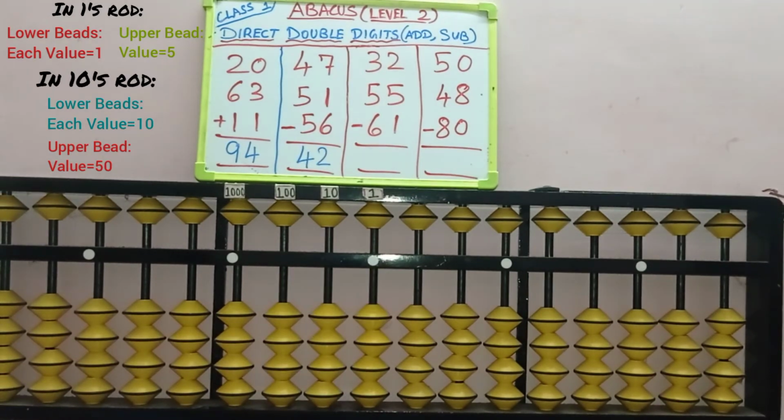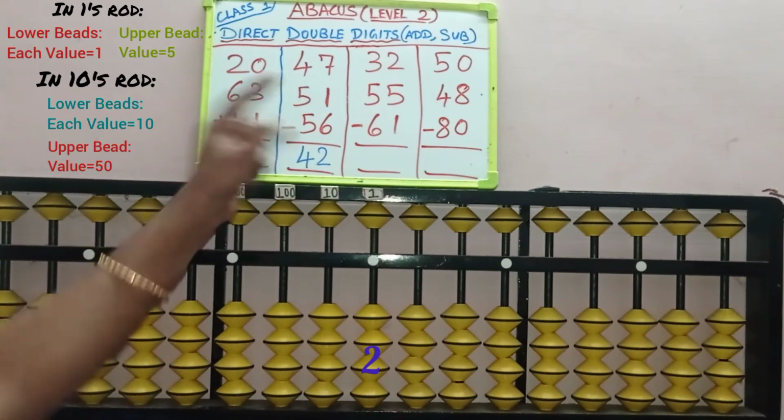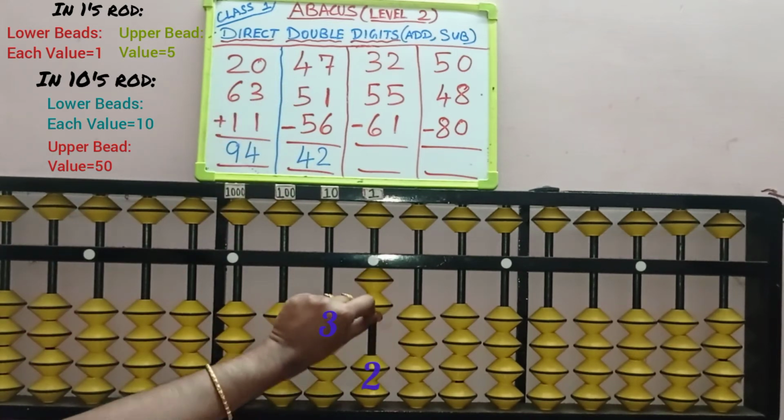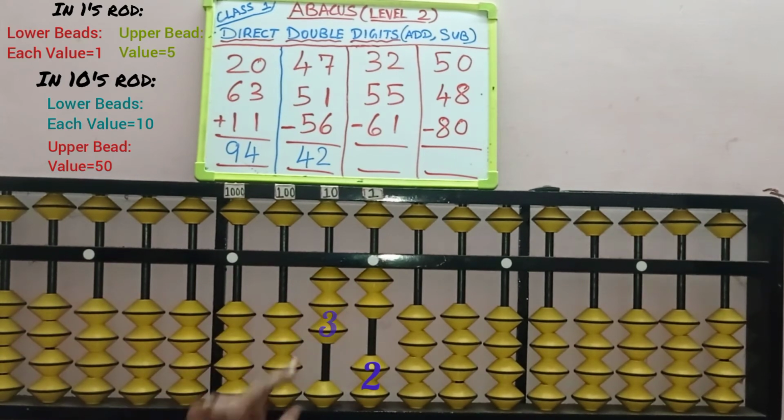Next, we will move to the third sum. 32 plus 55 minus 61. First, we will move 32. Here, 2 is in the 1's place, 3 is in the 10's place, right? So move 2 beads in the 1's rod and 3 beads in the 10's rod. So 32 is added.